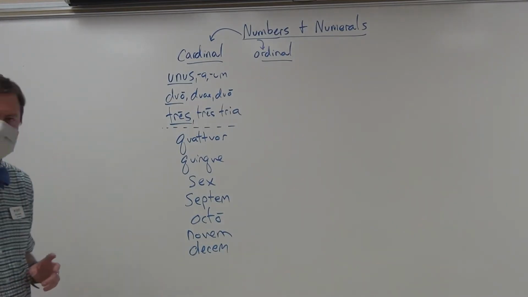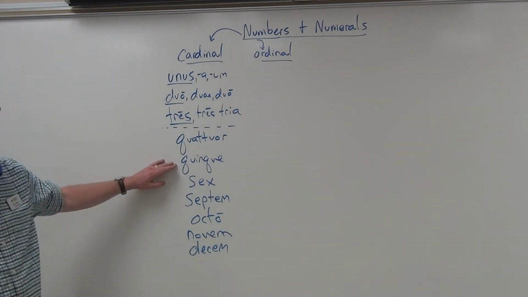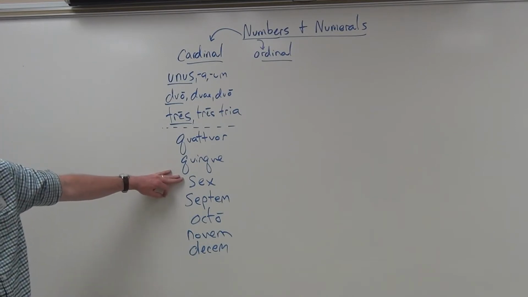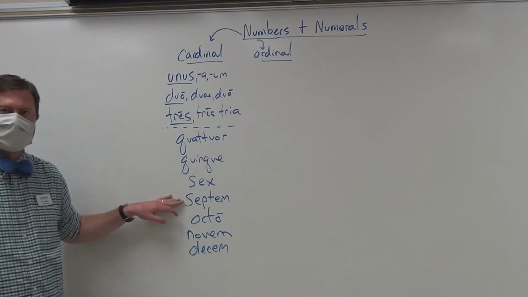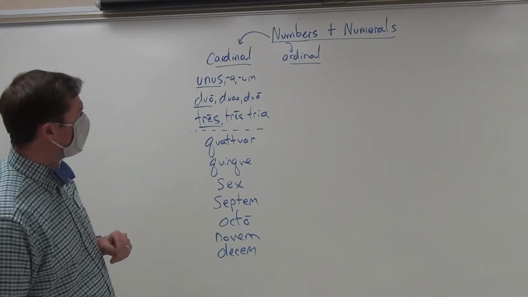Please note all of the things we get from these. A quintet is 5 singers. Sextet, 6 singers. Septuplets, 7 children born, and so forth and so on.